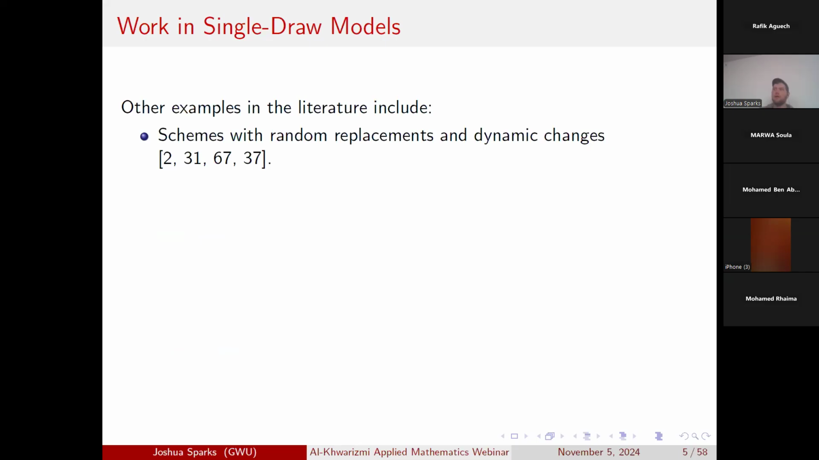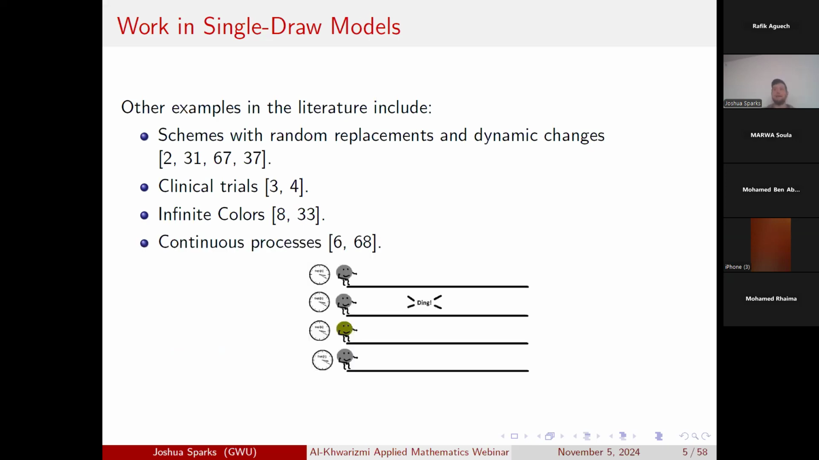Examples in the literature include schemes dealing with random replacements and dynamic changes, clinical trials, and infinite colors. In our case, we'll focus more on a finite color scheme, but there's research that delves into what infinite colors would mean. There's also the idea of continuous processes where we associate a clock to each of the balls. In a previous work that I did with Professor Mahmoud, we were able to associate an exponential one clock to each of the balls. The first one that goes off triggers the replacement criterion, and then we reset the clocks.